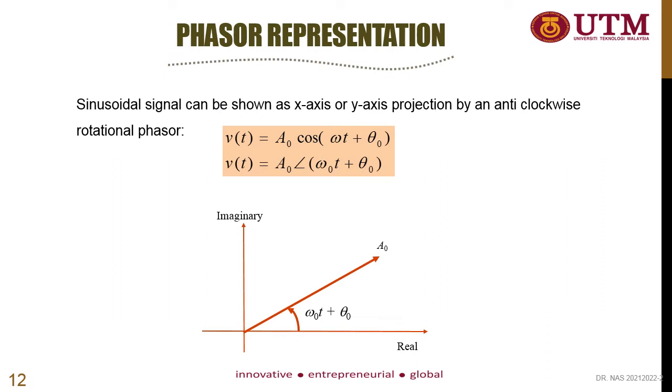Okay, this is the phasor representation of the trigonometric equation, in which we have the imaginary and real parts. The direction of the angle is anti-clockwise for a positive phase value, while if you have a negative phase, the line will be pointing downwards.